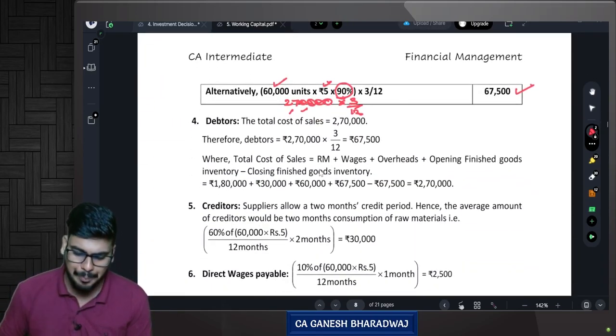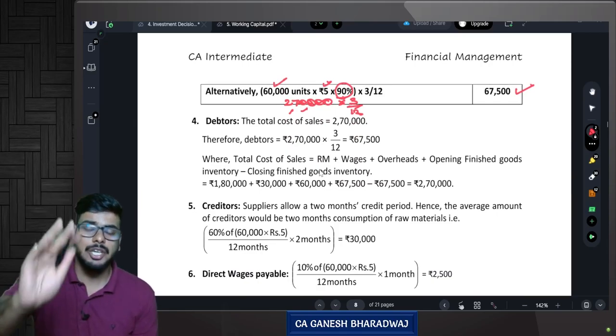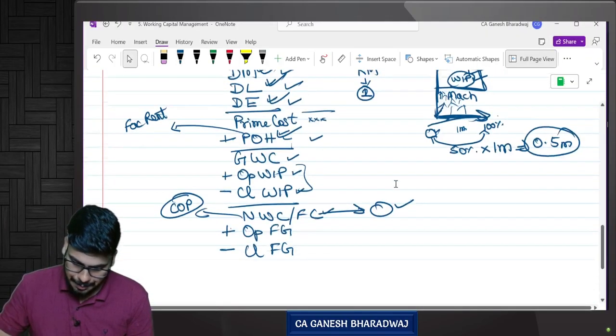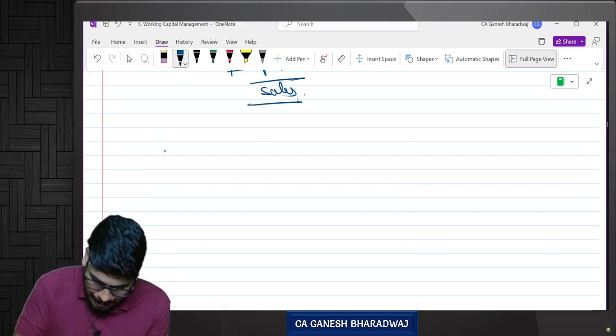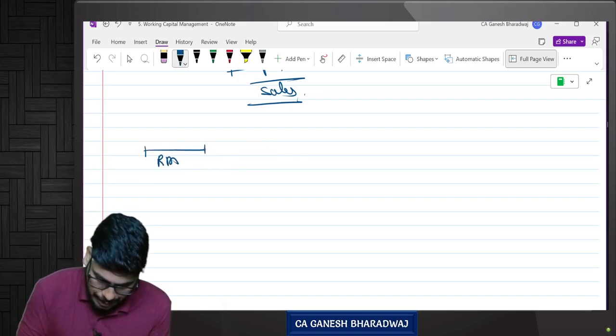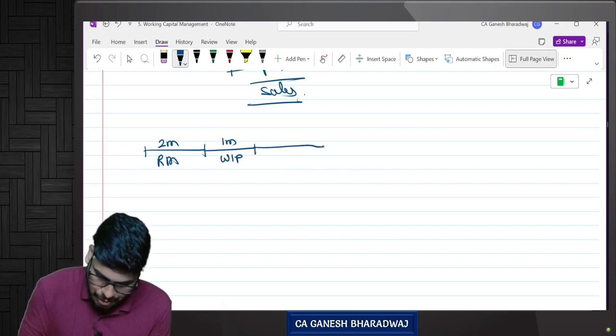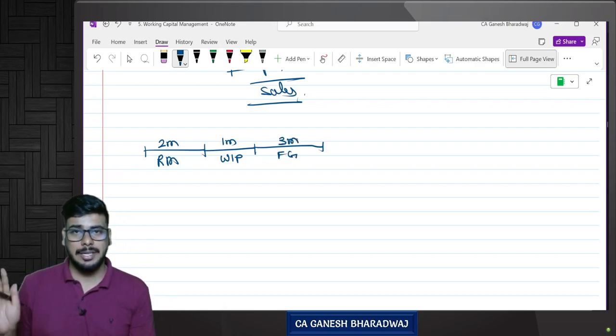Now what happens? Now, after this 3 months, immediately you will sell it. And can you get the cash immediately? No. What happens now? Now you tell me. So first, raw material, how long did it take for raw material? 2 months. Then WIP took 1 month. Then FG took 3 months. Now, after this 3 months, will you be able to realize the cash?